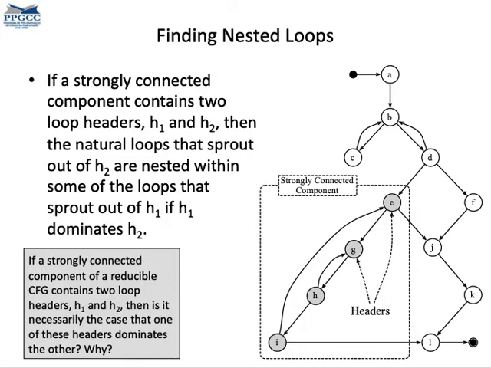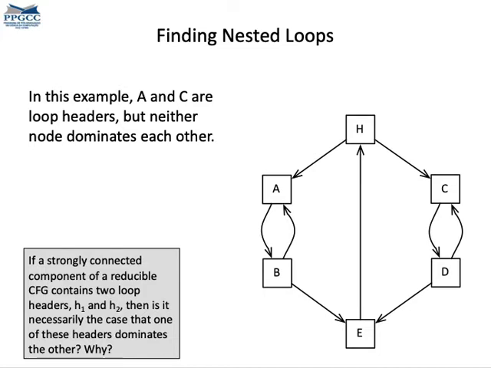But one question, before we are done. Is it possible that no header will dominate each other within a strongly connected component in a reducible CFG? Think about it. Well, here's an answer, and it's perfectly possible. We have that A and C are both loop headers within a strongly connected component, and none of them dominates the other. But they must necessarily be nested within an outermost loop.